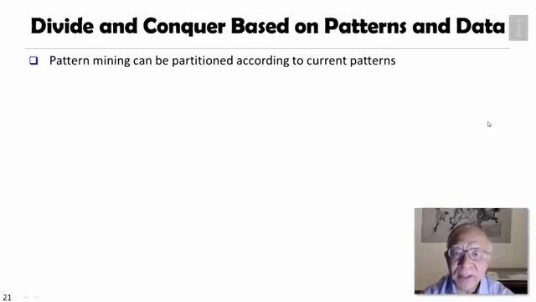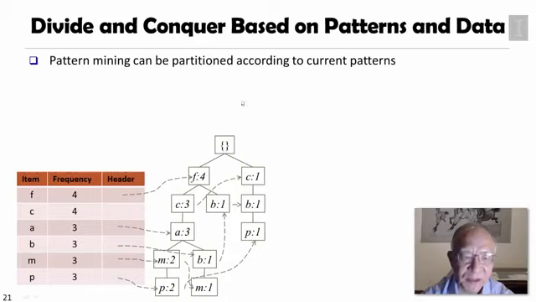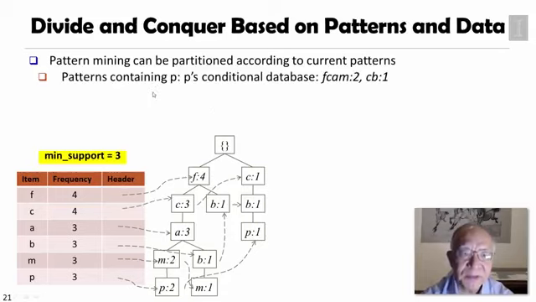Then to mine this tree, we can use divide and conquer and do it recursively. We can do it like this. For each such item, we can construct a pattern base. We call it P's conditional pattern base, M's conditional pattern base. Let's look at how P's conditional pattern base is constructed.